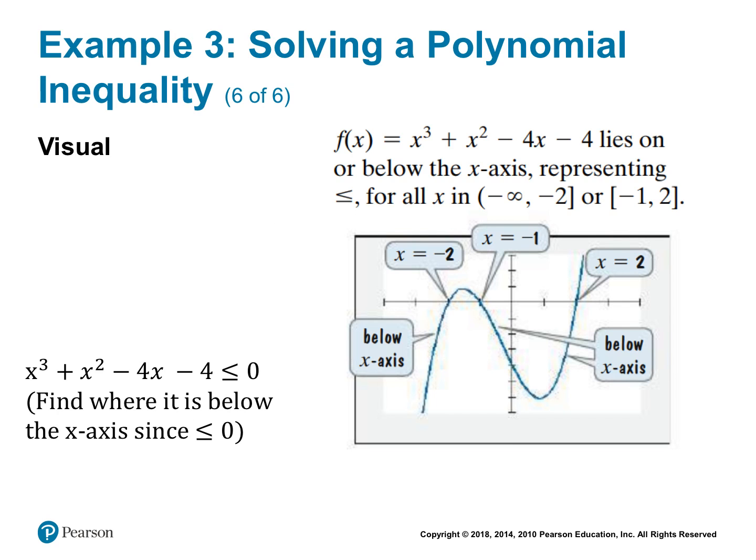And here's the visual, so you can see why there were 4 different boundaries. We're finding where it is below the x-axis since we're looking for less than or equal to 0. So -infinity up to -2, and between -1 and 2, that's where it would be true. The red would not be true. Red is not true for the inequality.